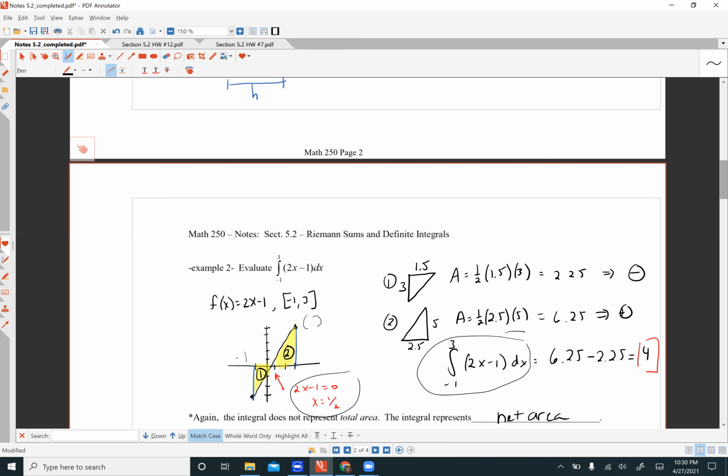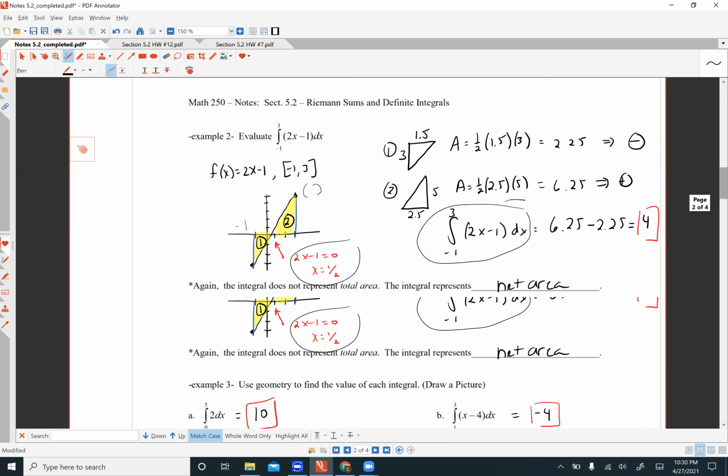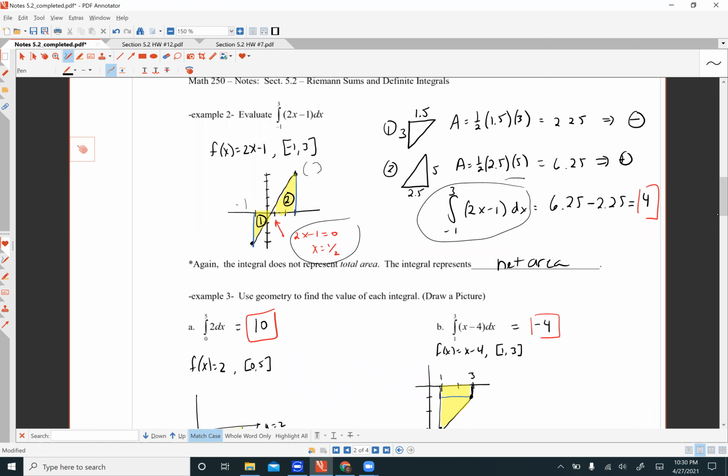You're going to have to break up into pieces if you actually want the total area. But the net area is 4: everything above the x-axis minus all the area below the x-axis. So that's a lot of what you're going to do in this unit.